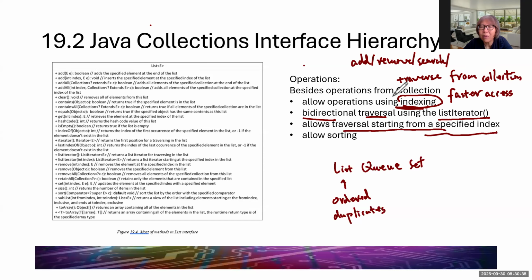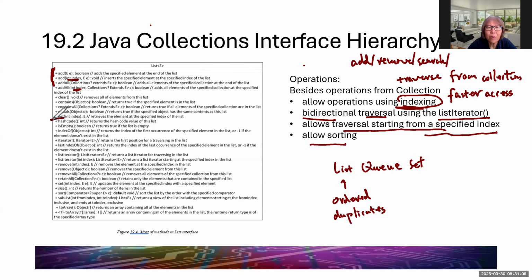And because of the indexing, it also allows traversing starting from a specified index. So indexing and traversing starting from a specified index are not supported in collection. Okay, it also allows sorting. So those are some add-on features. So you can see add, and with add it also has add with index, to add at a specific index.